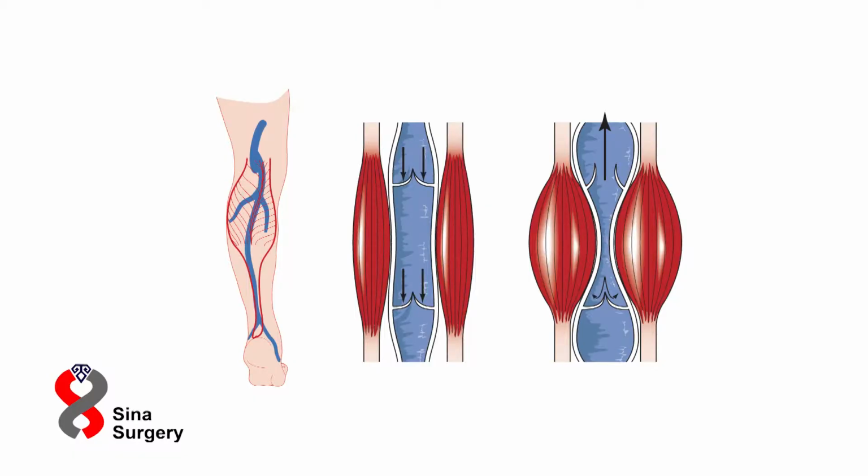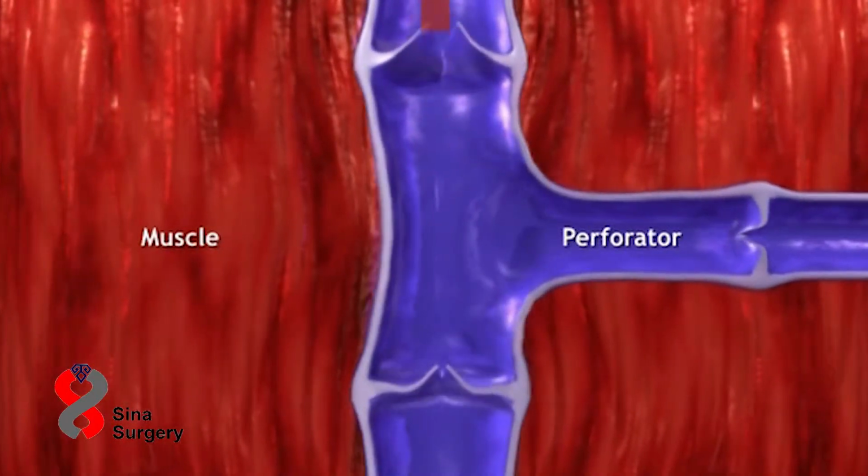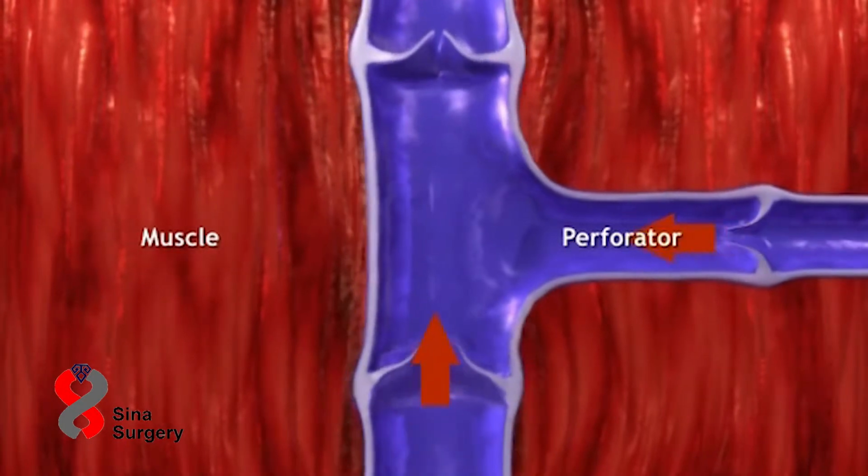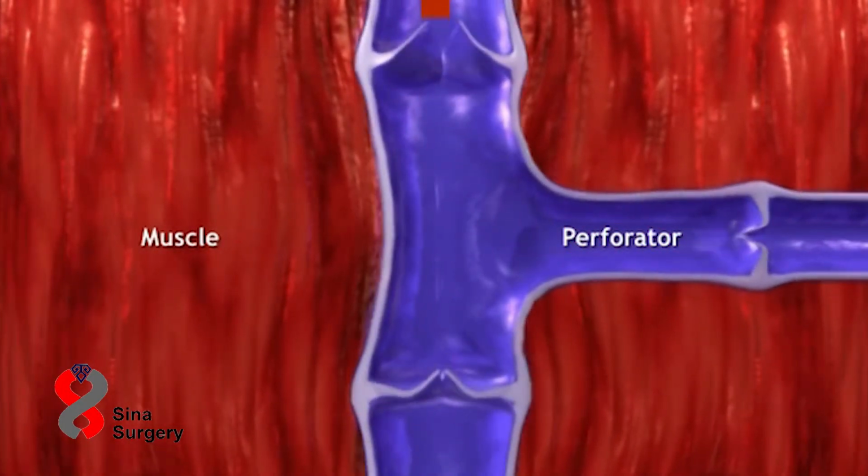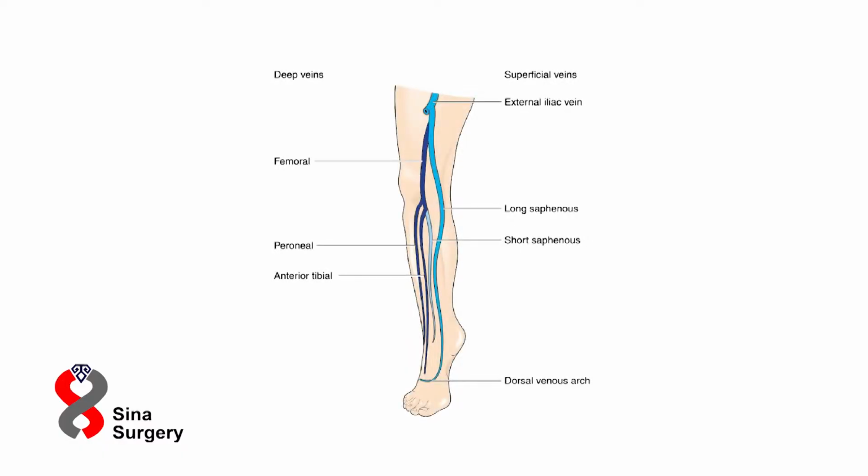To assist with this movement, muscle contractions in your lower leg and calf work as pumps. All of this together helps your blood return to a network of larger veins, such as the pelvic veins and vena cava, and eventually back to the heart.